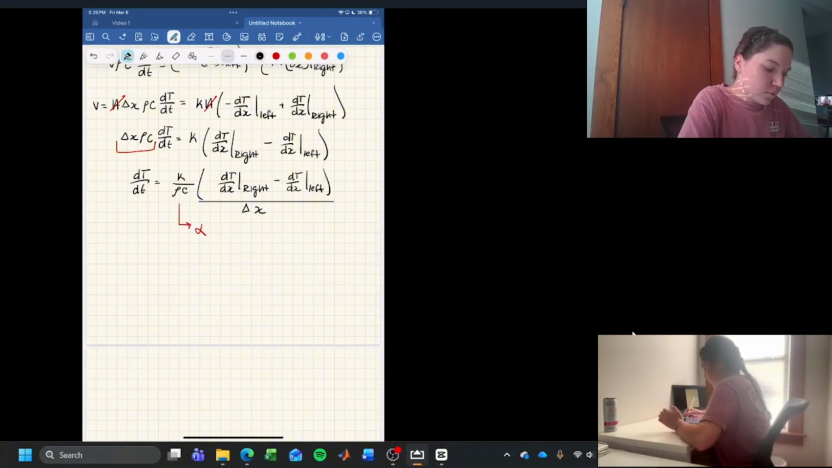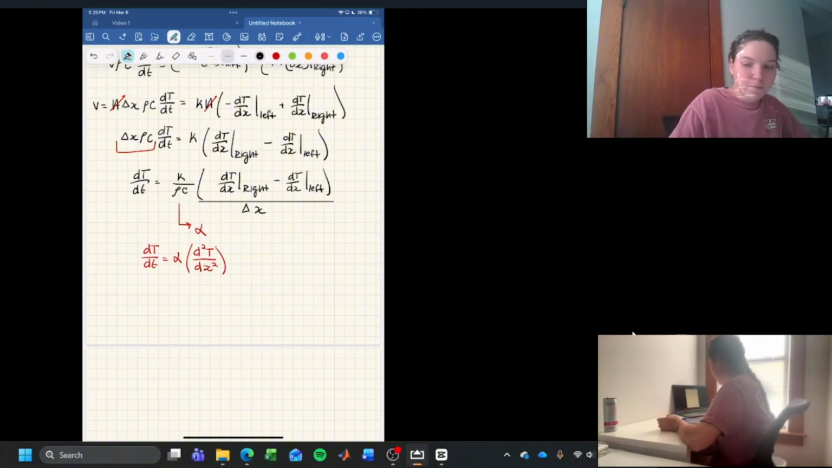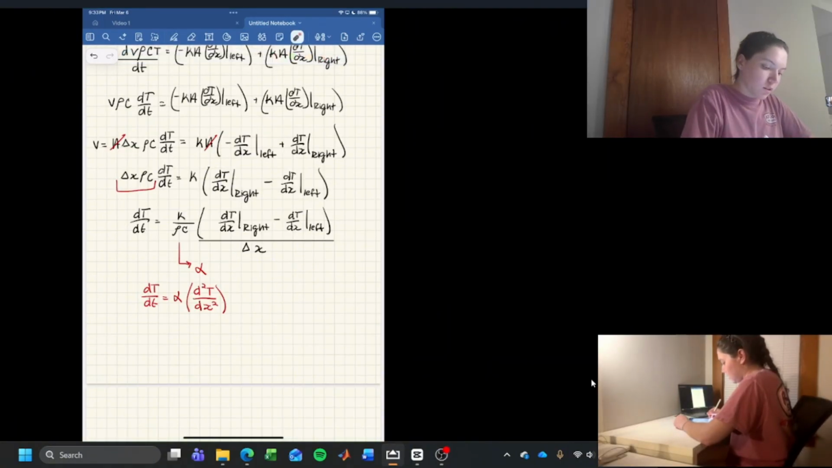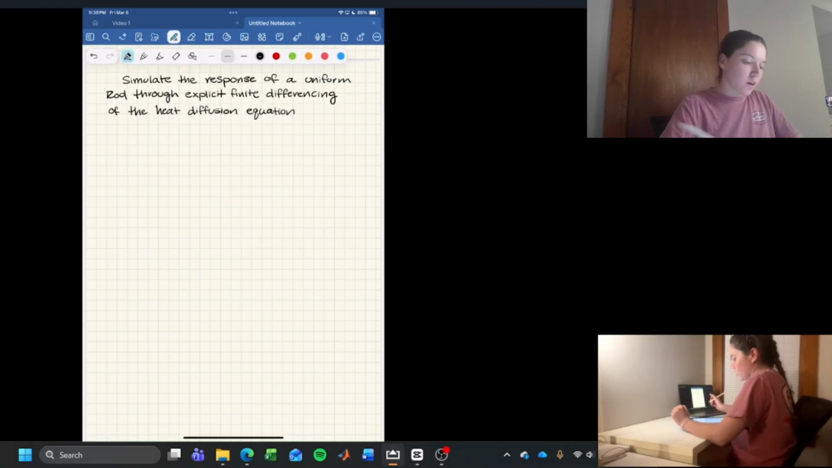So this looks exactly like the equation we said at the very beginning, where the change in temperature over the change in time is equal to the thermal diffusivity times the second derivative of the temperature over change in position. So this is the final heat diffusion equation for a material with constant thermal diffusivity. So for the second part of this video, I'm going to simulate the response of a uniform rod through explicit finite differencing of the heat diffusion equation.